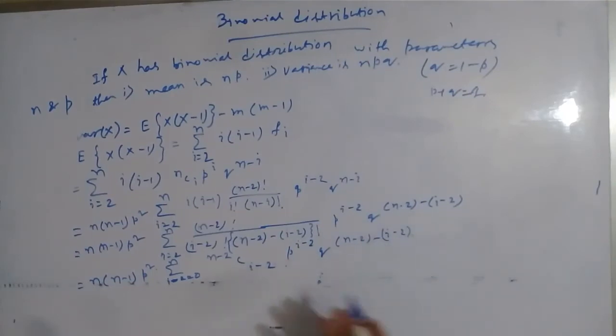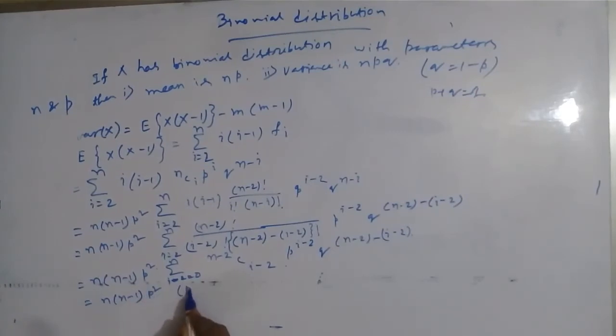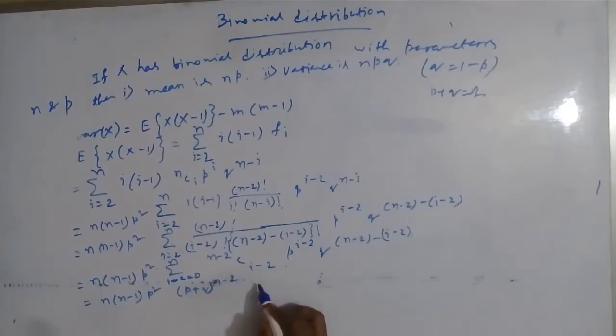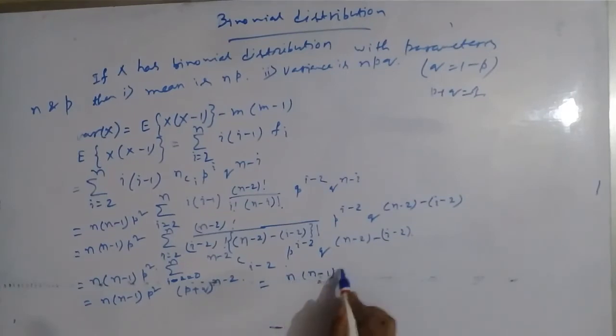And this is the binomial expansion of the expression p plus q whole to the power n minus 2, and we know that the value of p plus q is 1. So this will be n into n minus 1 into p square. So this is the expectation of x into x minus 1, which is n into n minus 1 into p square.